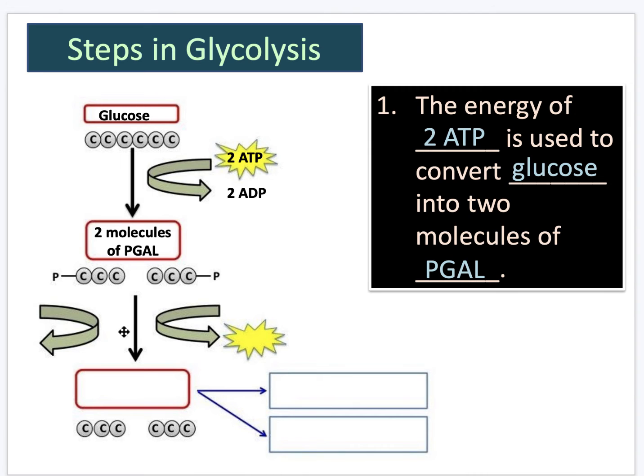Okay, steps in glycolysis. So just try and stay with me. Glucose, 6 carbons, uses a little bit of energy. So it uses 2 ATPs, and it's going to perform this chemical reaction using a little bit of energy to make it occur. And this is going to make 2 molecules of PGAL. Okay, and I'm getting a little bit ahead of myself, which is not the pyruvic acid yet. So it says the energy of 2 ATP is used to convert glucose into 2 molecules of PGAL.